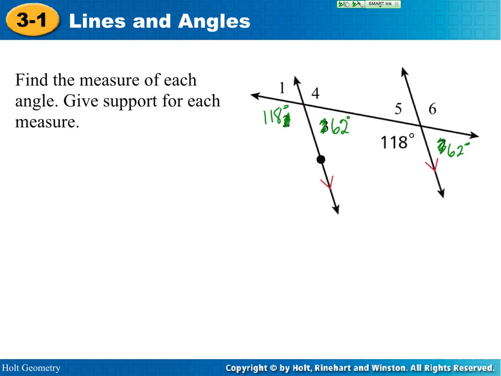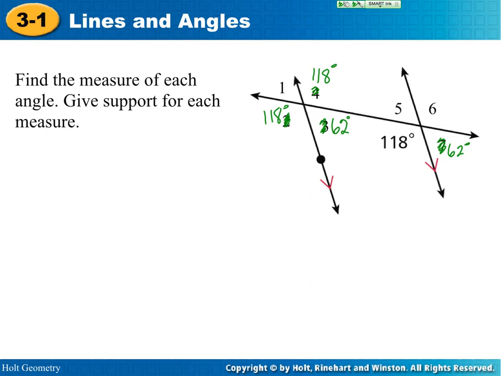Angle 1, is that what you're telling me? I'm not quite hearing what you're saying. Okay, Kenneth, Angle 4 is 118, why? 180. Alternate interior angles, yes. Or he could have done linear pair, or he could have done vertical angles.